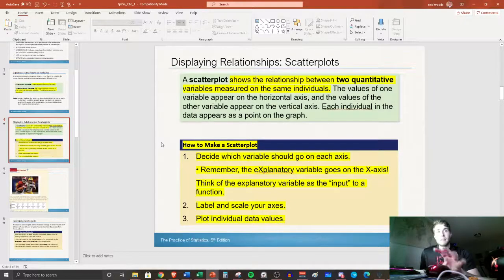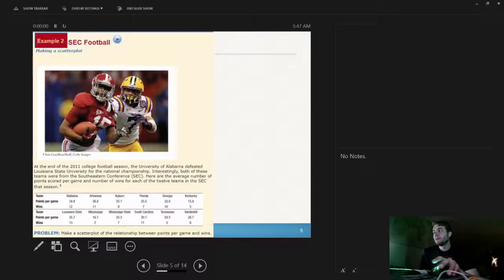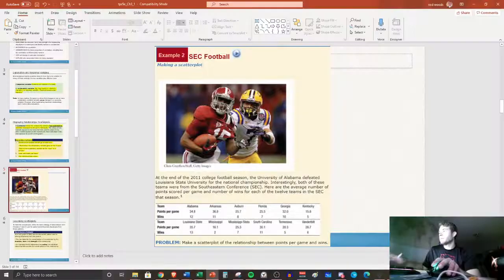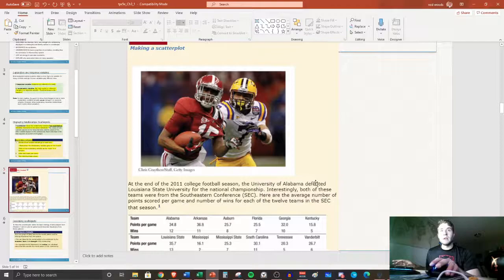All right, let's make a scatter plot. We have an example here. So draw a line in your notes and write SEC football. So we'll zoom in here.